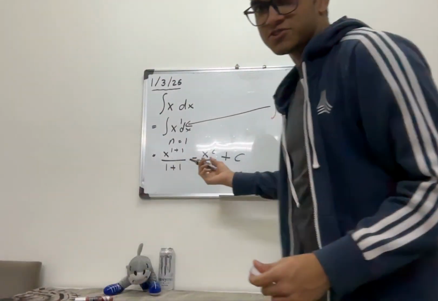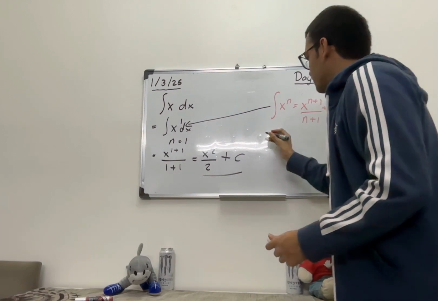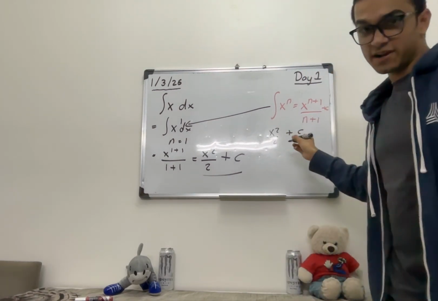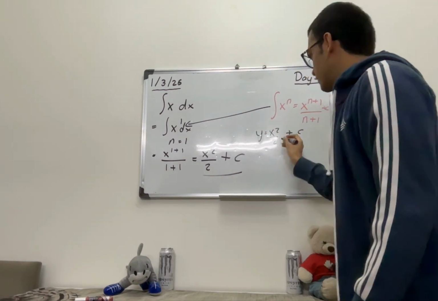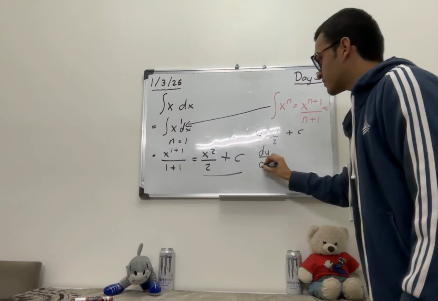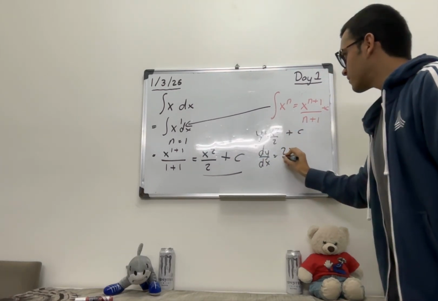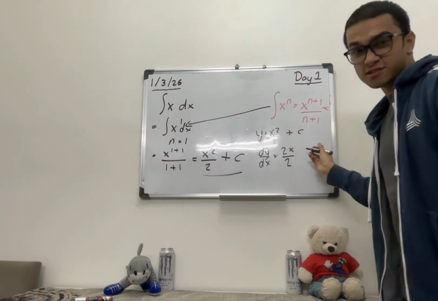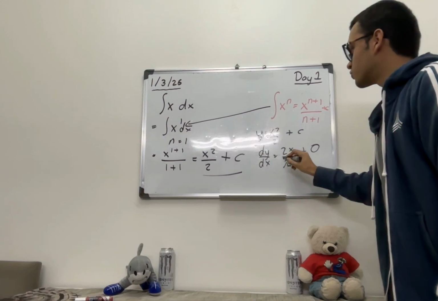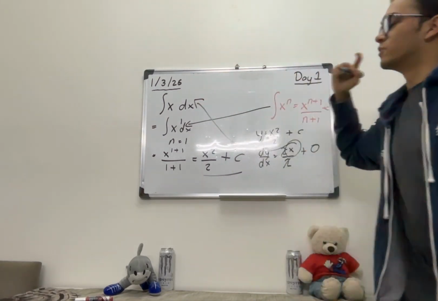Okay, so we can try reverse engineering this answer to get the original answer. So integration is just reverse differentiation. So if you take x squared by 2 plus c, and you differentiate this, so y is equal to x squared by 2 plus c, and if you just differentiate this with respect to x, you get dy by dx is equal to 2x by 2, and a constant's derivative is always 0, so plus 0. So 2 and 2 cancel out and you get x, which is the original integral we started with.